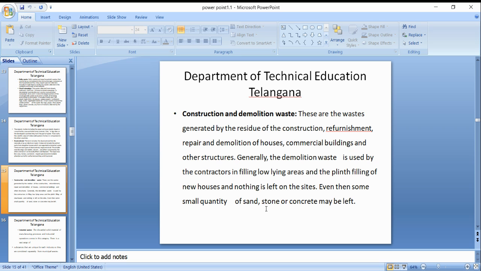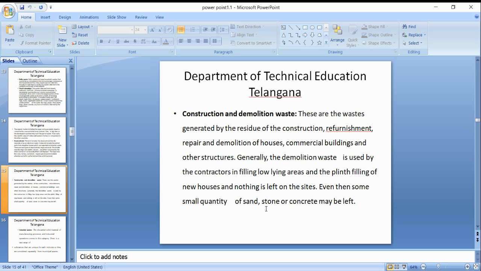Construction and demolition. This is waste generated by the residue of construction, refurbishment, repair, and demolition of houses. In construction we use different materials. In construction we get repairs and demolitions of commercial buildings and other structures.